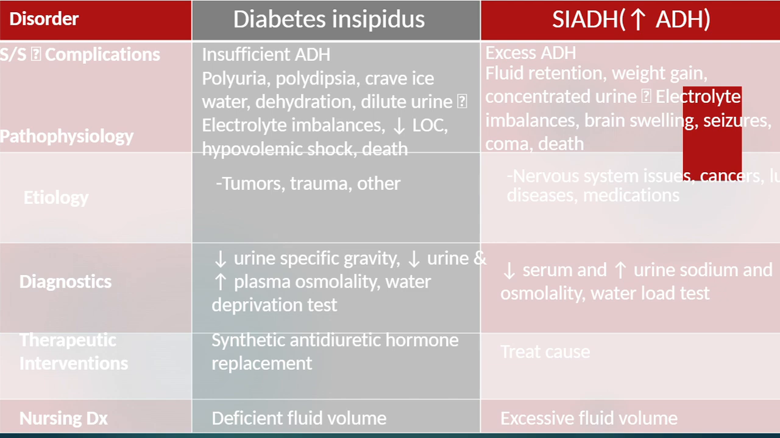An easy way to remember this comparison is: diabetes insipidus, dry inside, like water loss and dehydration, where the D in diabetes stands for dry; syndrome of inappropriate antidiuretic hormone, soaked inside, water retention and swelling, where the S in syndrome of inappropriate antidiuretic hormone stands for soaked.